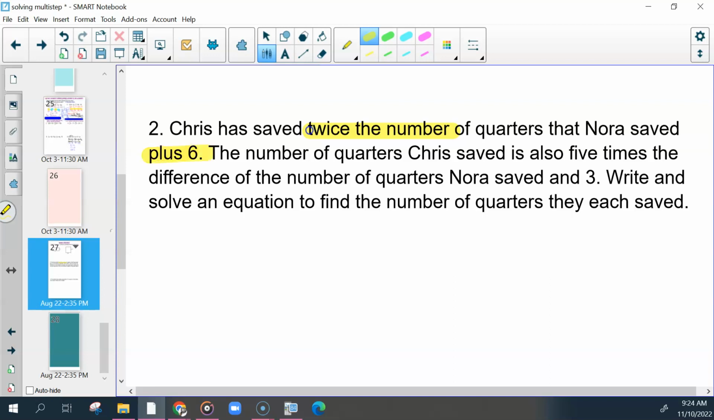Plus 6. 5 times. 5 times the difference. And 3. And then what were you going to say? Let's stay at 3. Okay. There's something else that's really important here.